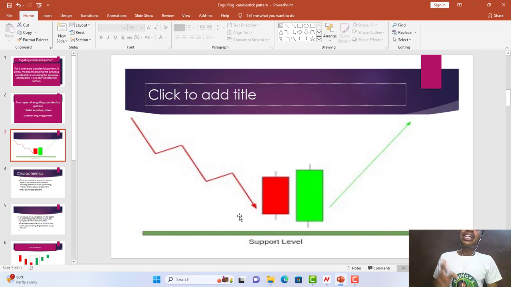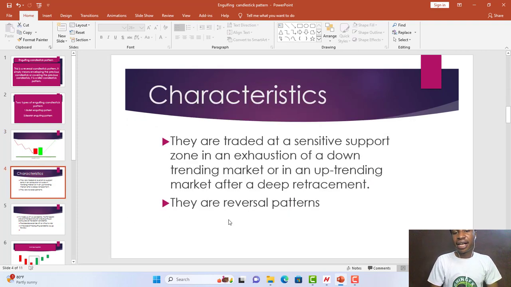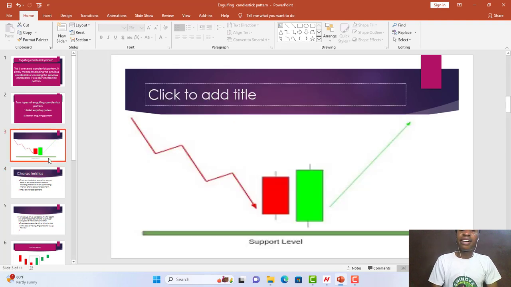Yes, but later you're not seeing a good bullish candlestick closing above the previous candlestick. It's trying to tell you that buyers are present in this market, right? It shows a sharp shift in the market. At the opening of the next one, you go in for your buy, right? So they are reversal patterns. Whenever they are spotted in the support zone, they are reversal patterns.